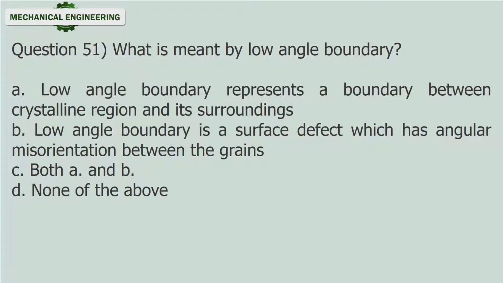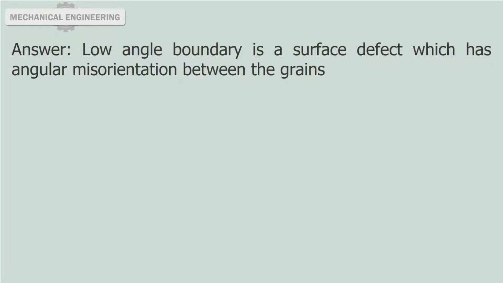Question 51. What is meant by low-angle boundary? A. Low-angle boundary represents a boundary between crystalline region and its surroundings. B. Low-angle boundary is a surface defect which has angular misorientation between the grains. C. Both A and B. D. None of the above. Answer: low-angle boundary is a surface defect which has angular misorientation between the grains.